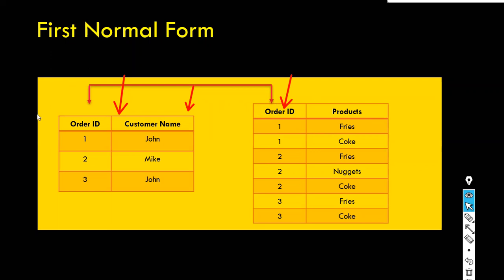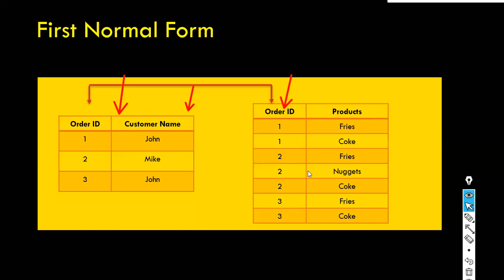Why should I create a relationship between two tables using a common column? Supposing somebody else is asking you, in which order, which products were ordered, that detail you stored in a hierarchical or vertical fashion, fine. But now you tell me which customers purchased fries and Coke. How will you answer it? For that, you need to link these two tables, because this table only has the customer name in it.